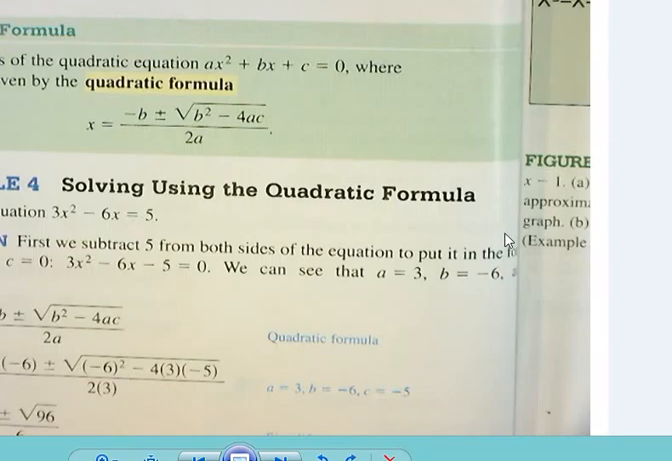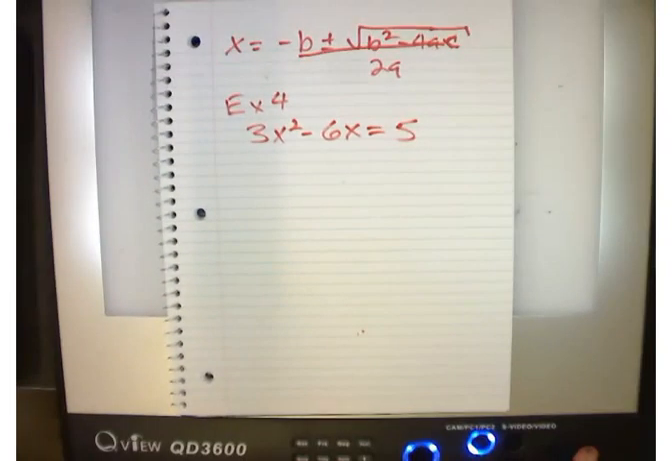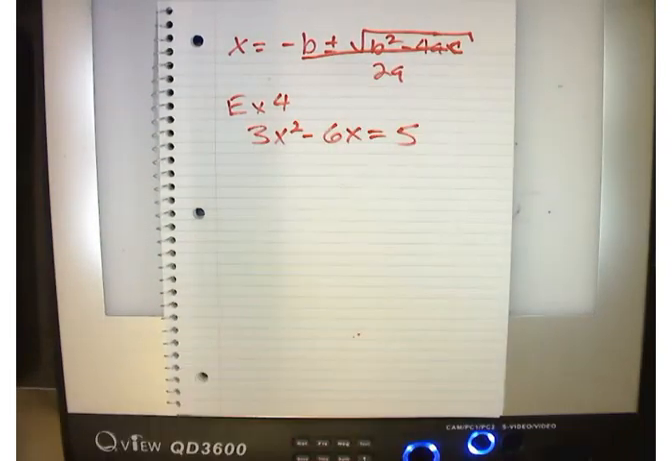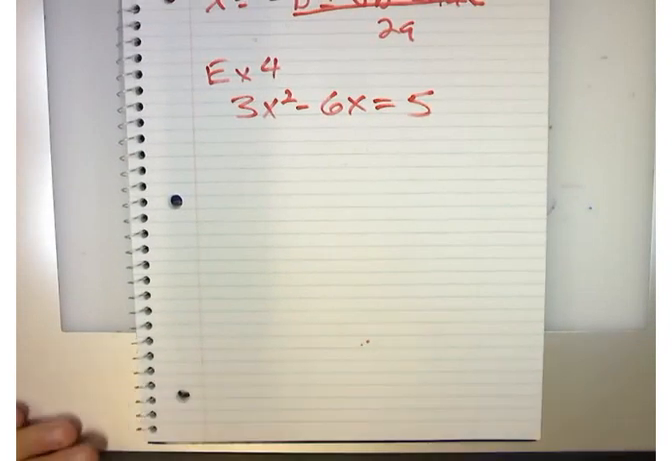And so example number 4 says, why don't you go ahead and solve the expression 3x squared minus 6x equals 5. Okay, so that's what we're going to try to solve. I've written it down from the textbook. We're going to use this quadratic equation up top. And the first thing I have to do is make sure that it's set equal to 0. So how do I do that?